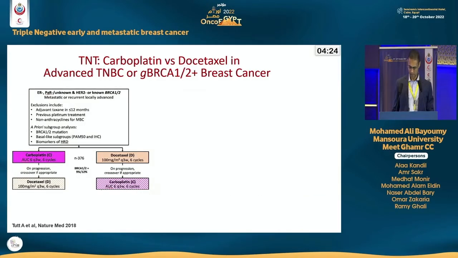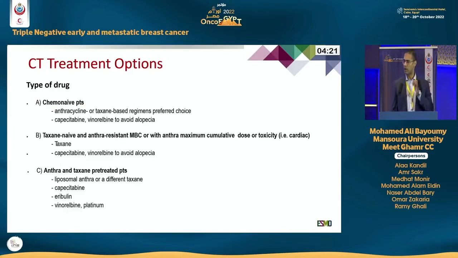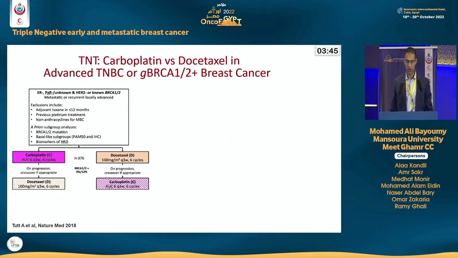First, these are the chemotherapy molecules approved in many guidelines like ESMO. In chemo-naive patients, I think anthracycline and/or taxane is one of the standards of care. In case of taxane-naive patients, or anthracycline previously received, or patients who received the maximum dose of anthracycline or have cardiotoxicity, you have another option like taxane or capecitabine. For patients who received both anthracycline and taxane before, you still have options for chemotherapy like liposomal anthracycline, capecitabine, eribulin, or the platinum compounds.